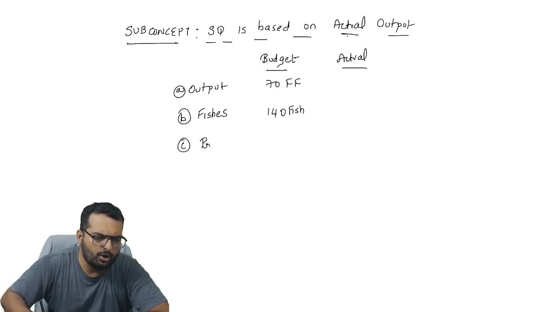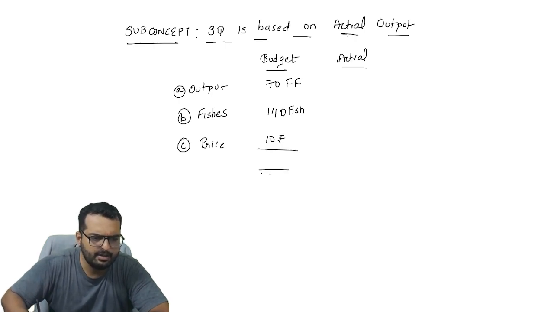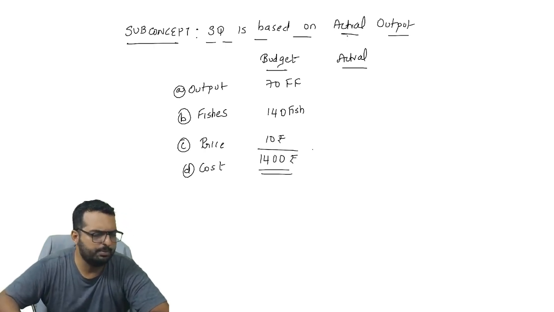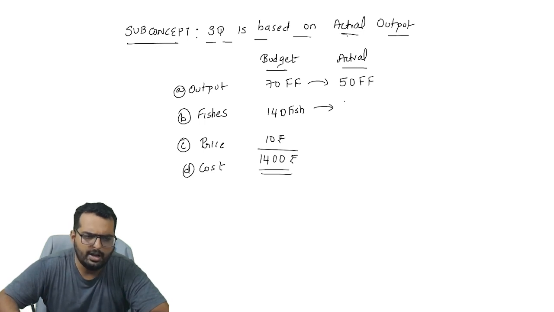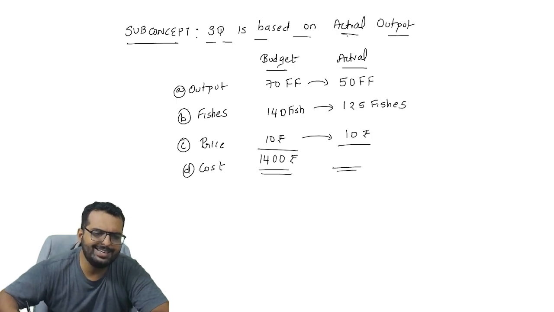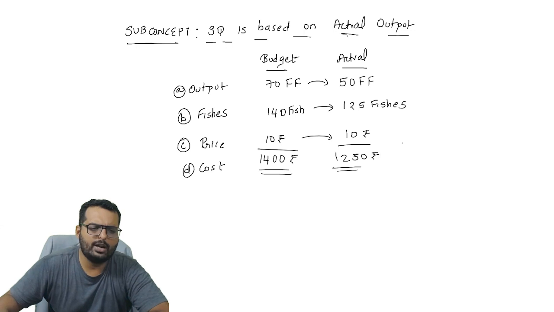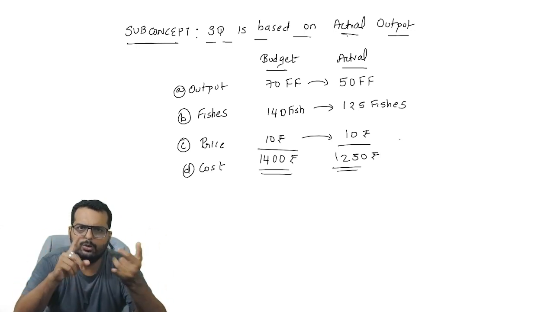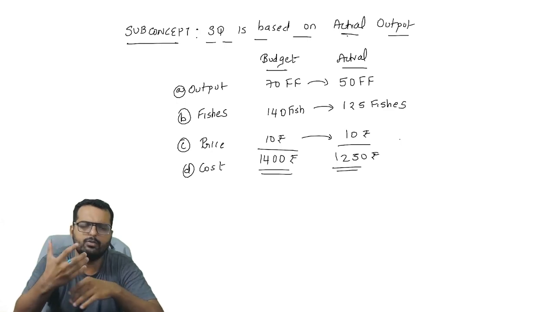Next, they have told normally the price should be how much? 10 rupee. So, what is going to be my total cost? It will be 1400 rupees. Everybody clear so far? But in actual, assume that Deepak could make only, let us assume, 50 fish fry. Okay. Now, for making 50 fish fry, this fellow has consumed around 125 fishes, and let's assume the price is turning out to be 10 rupees. Friends, I want you to write down this and try finding the variance SQ, SP, AQ, AP and tell me what will be the variance for this question.